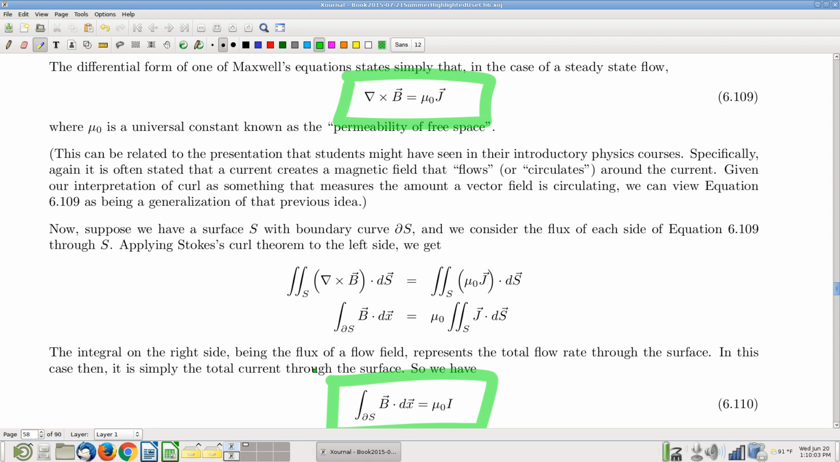So you can see they're very closely connected to each other, and furthermore, the thing that makes it possible to connect them, in the same way that Gauss's divergence theorem was the tool for the first two of Maxwell's equations, the thing that connects these two versions of the third Maxwell equation, is Stokes' curl theorem.